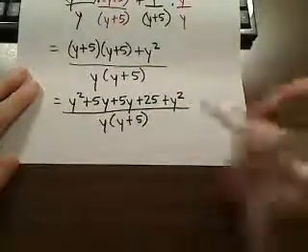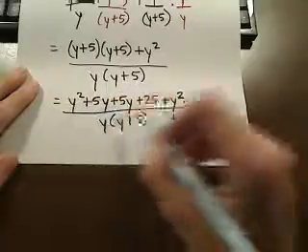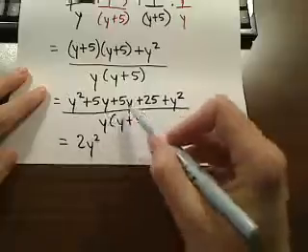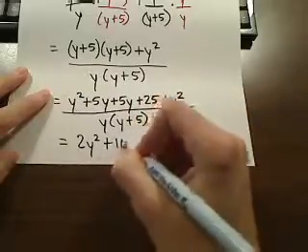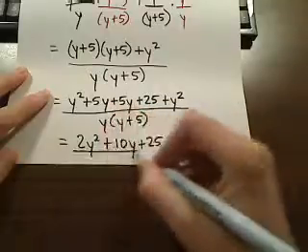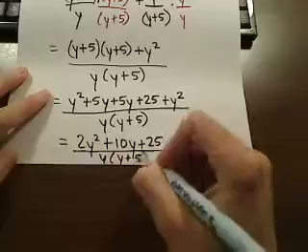Okay. And then let's go ahead and collect like terms. I see y squared and y squared, that is 2y squared. The 5y and the 5y, that's 10y. And then we have our plus 25. And the denominator is still the y times the y plus 5.